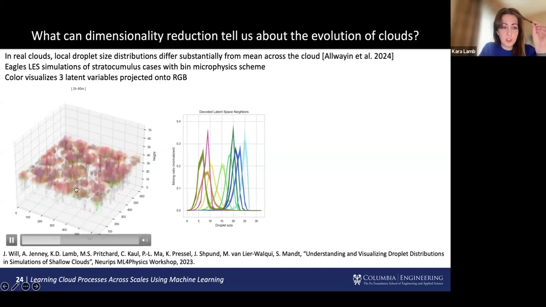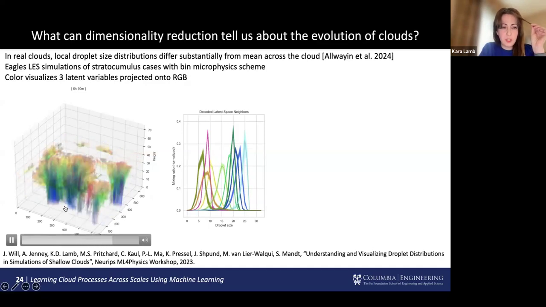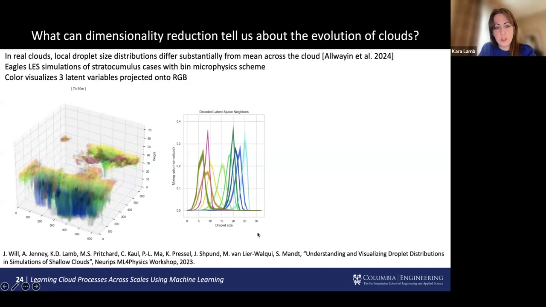So we first initialize the simulation. We have a lot of pinks and yellows, and then as rain bands develop, we see more of these blue and greens as the droplet size distributions evolve to these larger sizes.